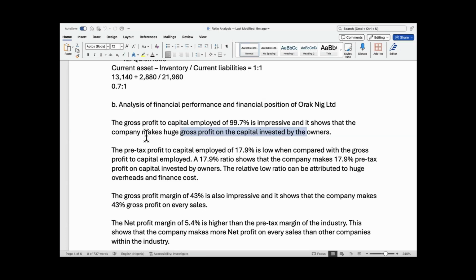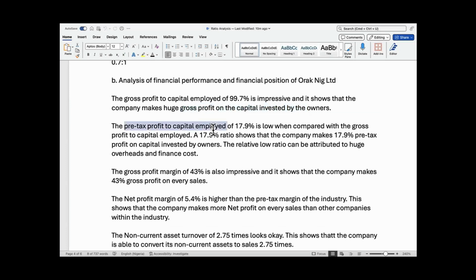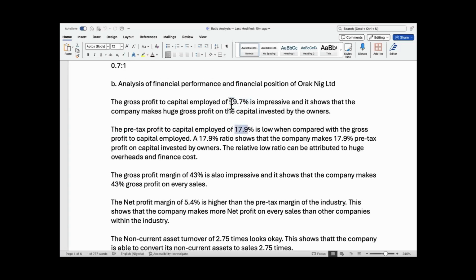We used the same approach for pre-tax profit to capital employed. We said, compared to 99.7%, this one is low. But we then went ahead with our analysis that a 17.9 ratio shows that the company makes 17.9 pre-tax profits on capital invested by owners. And we said the relatively low ratio can be attributed to huge overheads and finance costs. A simple analysis. Then we moved on to gross profit margin of 43%.